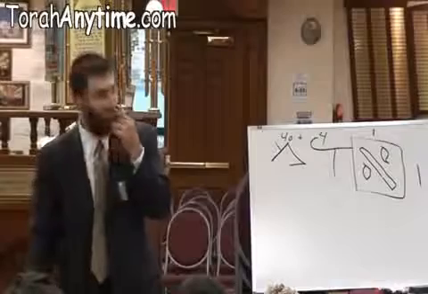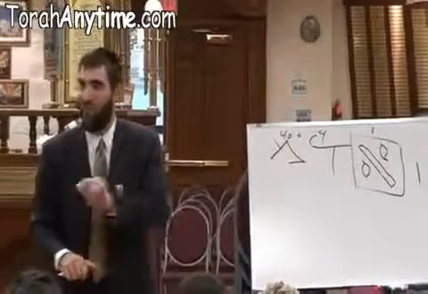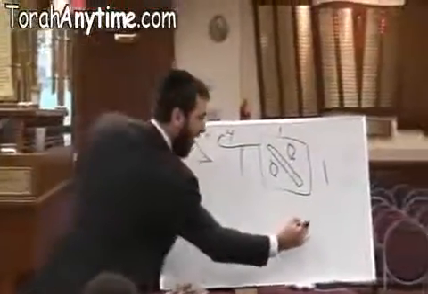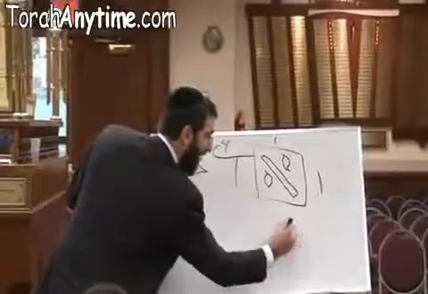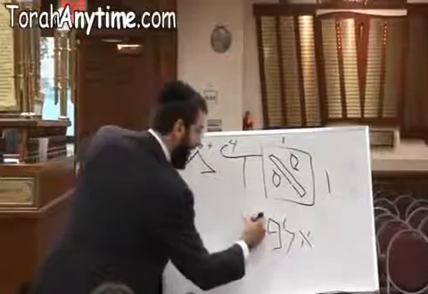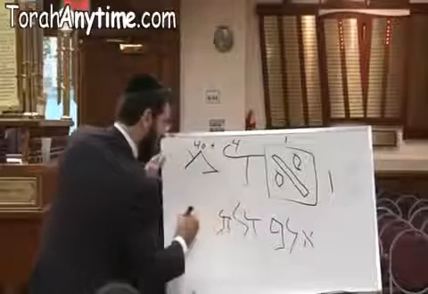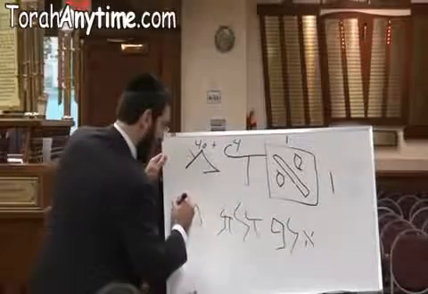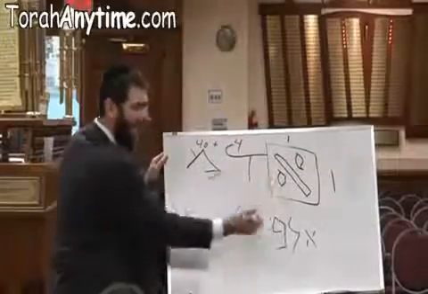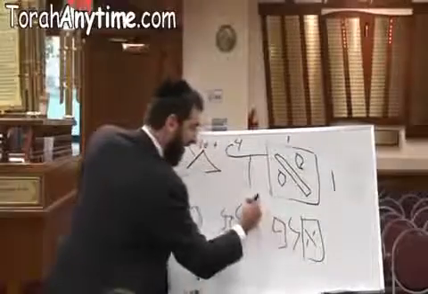Watch this, everybody. If I'm going to write these three letters out, watch what happens. I'm going to write the letters out. Aleph. Dalet. Mem. Okay? Aleph, Dalet, Mem, that's how you spell them. Now watch this. If I take the first three letters, what do I have? Adam.